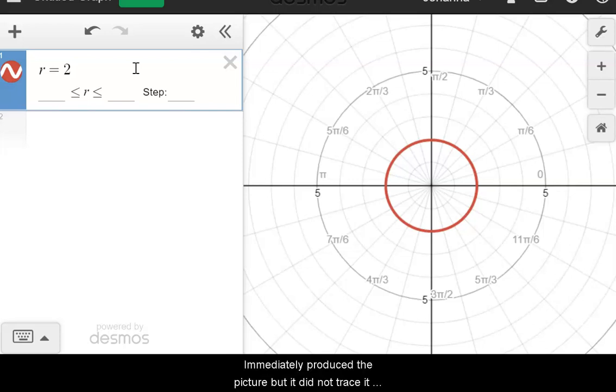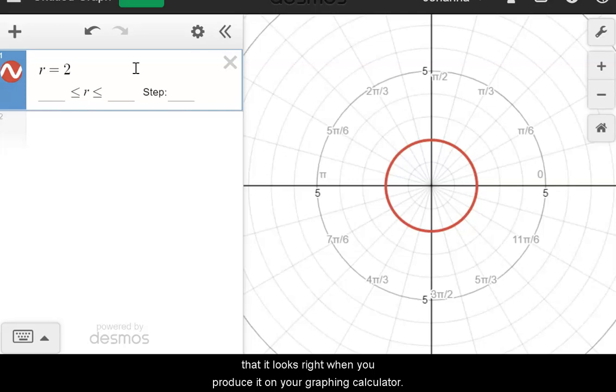It immediately produced the picture, but it did not trace it. And this is a big disadvantage to using Desmos for polar coordinate systems. There's no way to force it to go slowly and to let theta change from 0 to 2 pi. It graphs the graph in one fell swoop, and we cannot see where it starts or stops. This is a big problem when we get to area and to arc length, as you'll see later in the next videos.